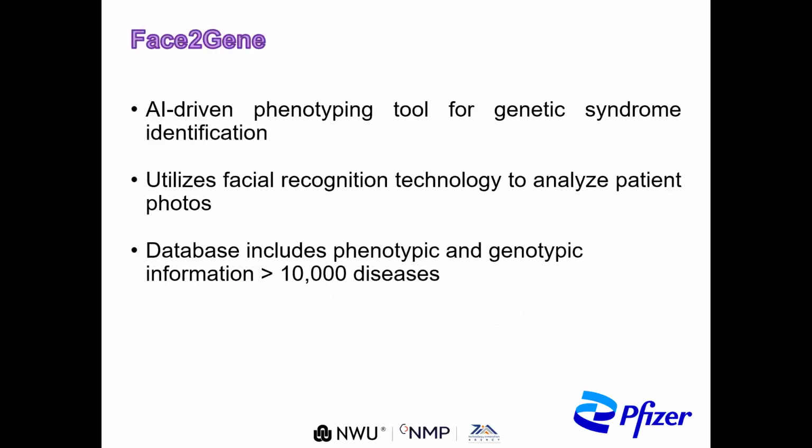So Face2Gene has been mentioned in previous presentations. What it is, is an AI-driven tool that leverages various algorithms to analyze diagnosed patients' photos and suggest likely phenotypic traits and genes, which then can aid in feature annotation and syndrome prioritization. It can also provide you access to a database of phenotypic and genotypic data for more than 10,000 diseases, and this is sourced from real-world patient cases.